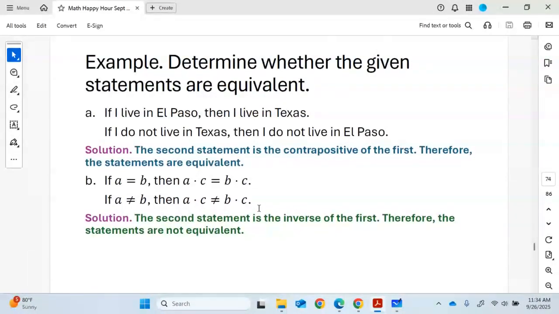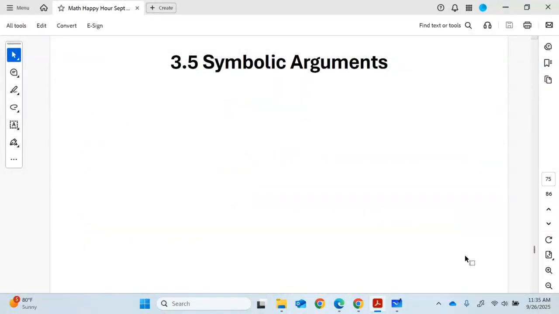Therefore, the statements are not equivalent. So if I have a conditional statement, it's only going to be equivalent to the contrapositive. If you create the inverse or the converse, it's considered a completely different statement. Let me move on to the next example.